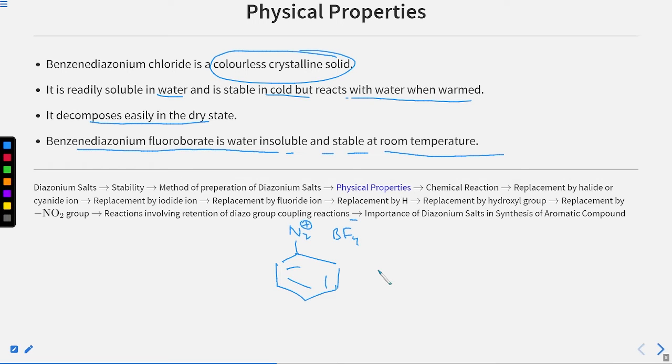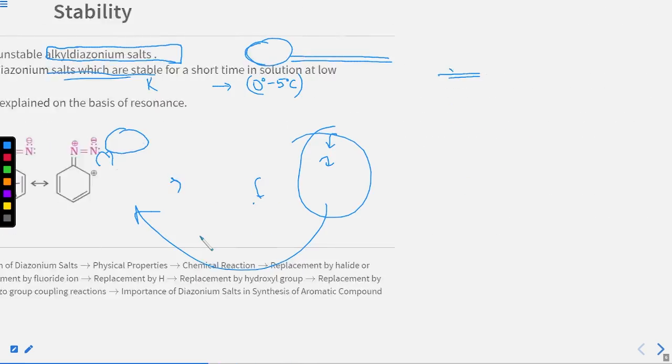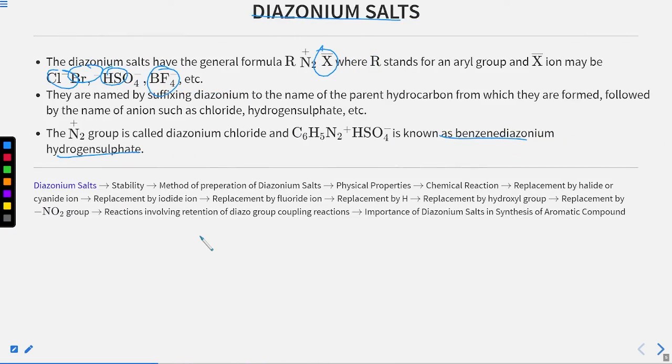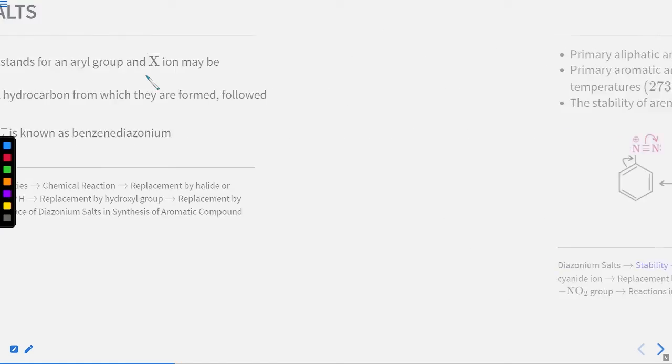Now this is stable because it is water insoluble, so it is stable at room temperature. Otherwise the other diazonium salts are not stable at room temperature and should be kept in water and cold, but this benzene diazonium fluoroborate has no such compulsions. We have seen BF4 minus earlier also. This is your BF4 minus.